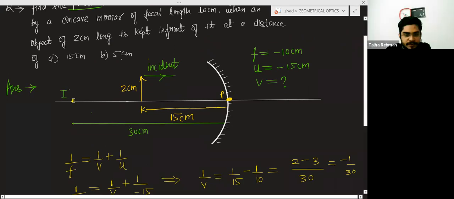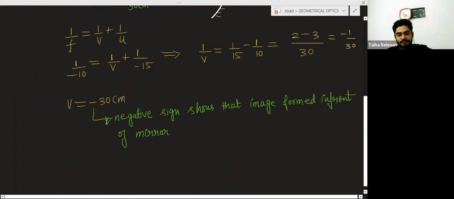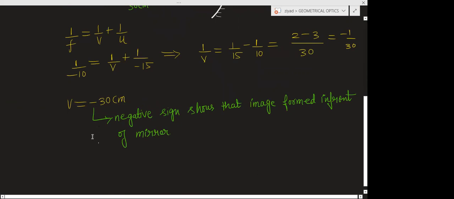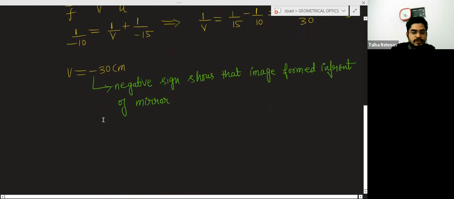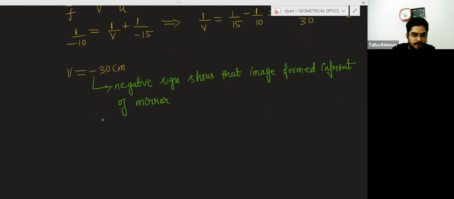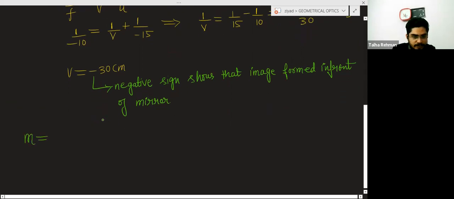I do not know whether the image is above the principal axis or below the principal axis this time. That will be given by the magnification. So now we will see what the magnification is here. For the magnification, we can use this formula, height of image divided by height of object, or there is one more formula, minus v by u.